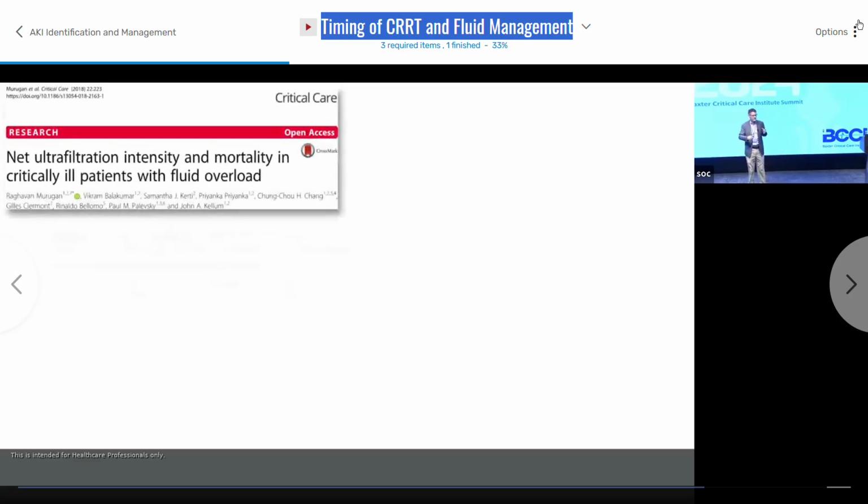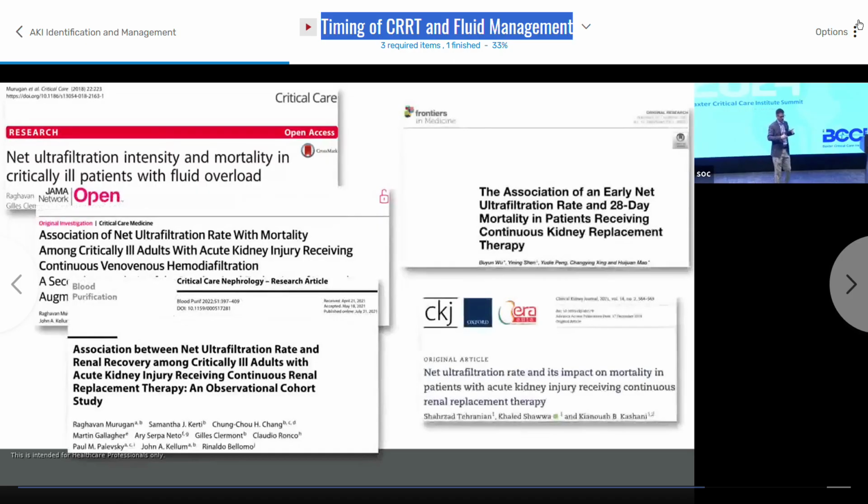Okay, now what about the speed of fluid removal? There have been 5 trials published on this topic about how quickly we can take away fluid. I'm going to zero in on these for my last bit of time because I want to point out some things to you that, with all due respects to Dr. Naira, I think we have been hampered here by the titles of these trials, okay? If you look at all these trials, it says net ultrafiltration intensity, association of net ultrafiltration rate, association of net ultrafiltration rate, blah, blah, blah. You see that? They're using this term net ultrafiltration.